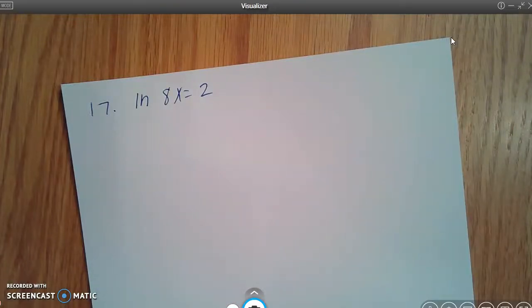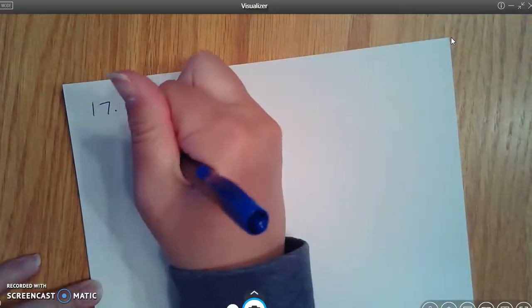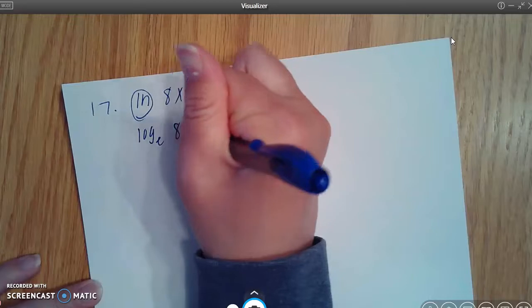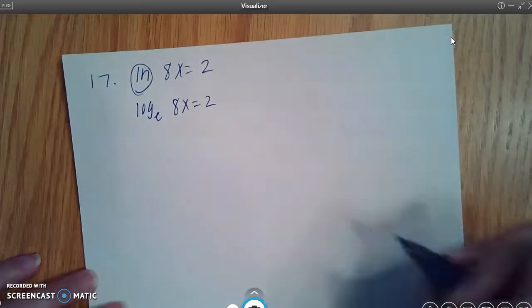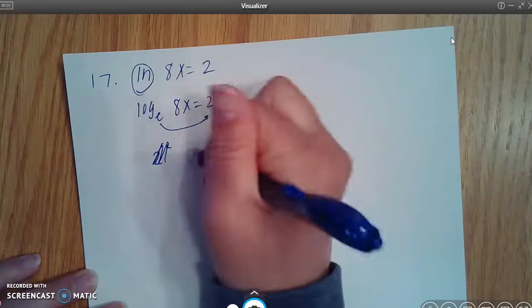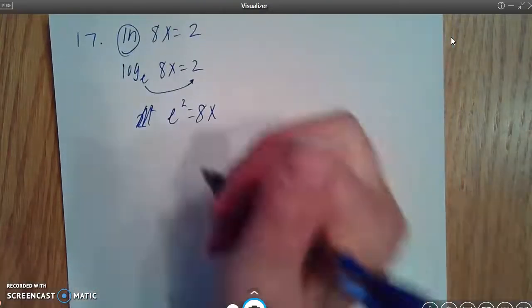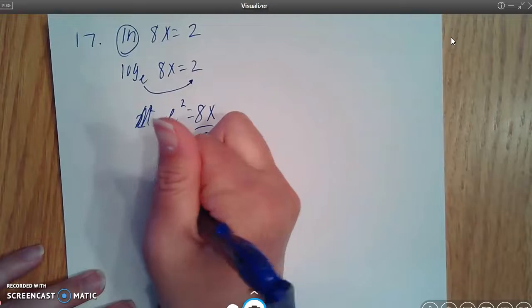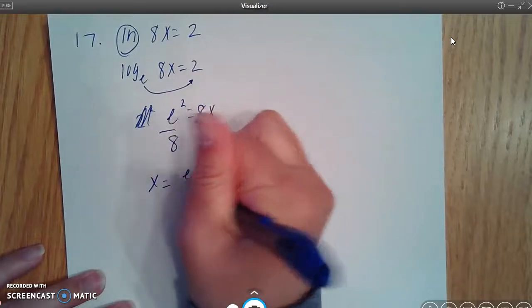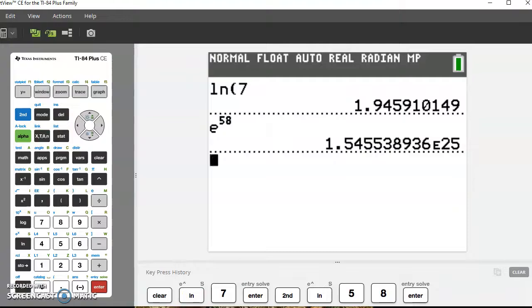in air quotes, from your log into your exponential. We know that the natural log is the same thing as having log base e of 8x is equal to 2. You can then rewrite it as e squared is equal to 8x. And then I need to divide everything by my 8 so that I can figure out what x is actually equal to. We're going to jump into our calculator and plug this in.